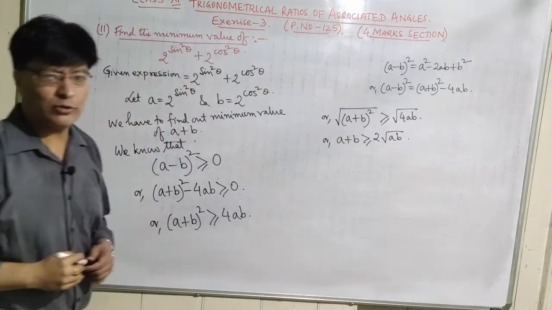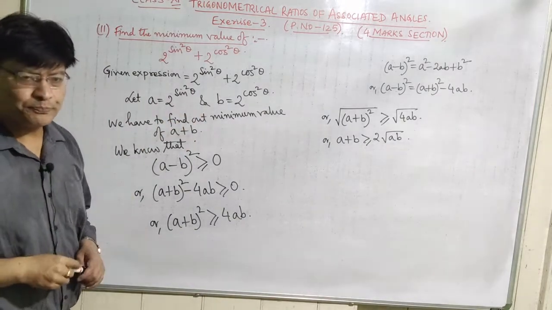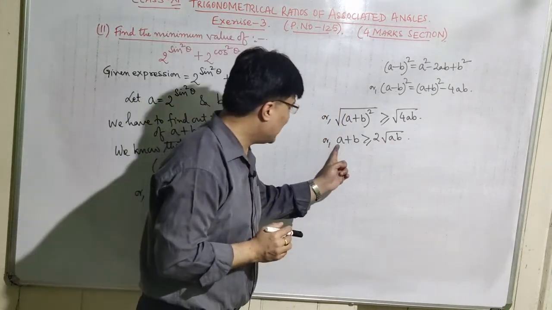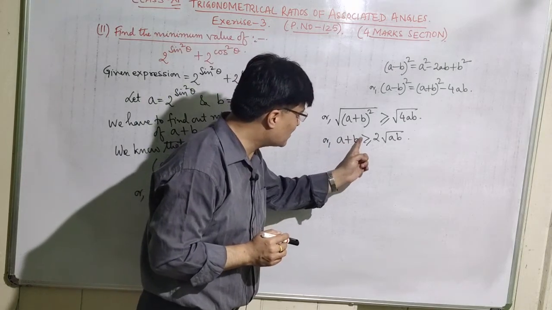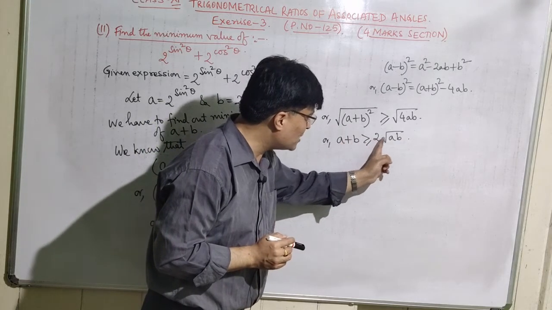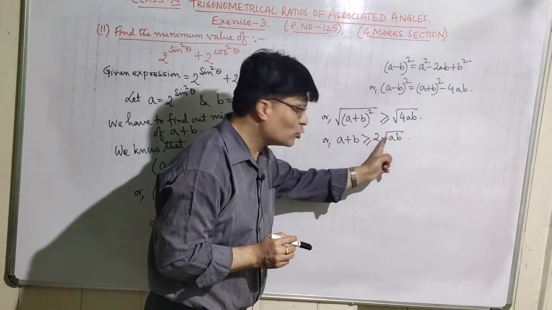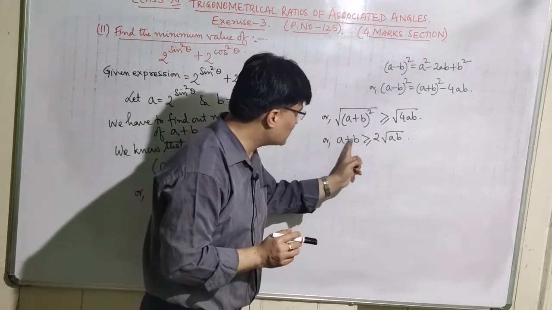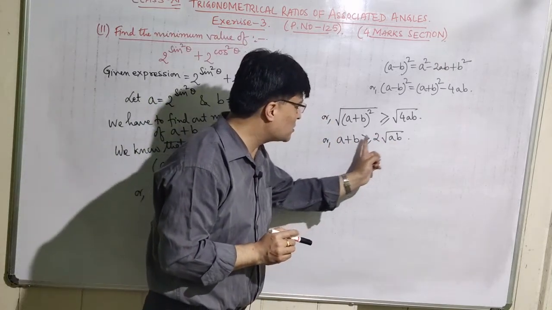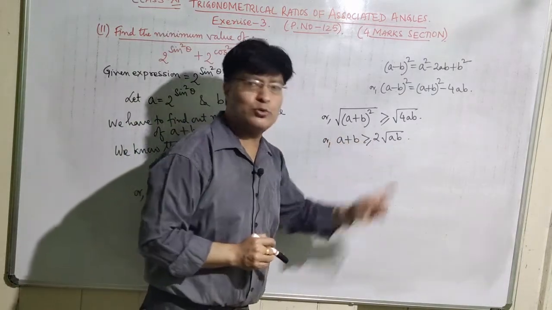You cannot get the square root of ab, so keep it as it is within the root. And what is the square root of 4? It is 2. So now it is understood that a plus b is either greater than twice root over ab, or a plus b is equal to twice root over ab. That means the minimum value of a plus b is 2 root over ab.